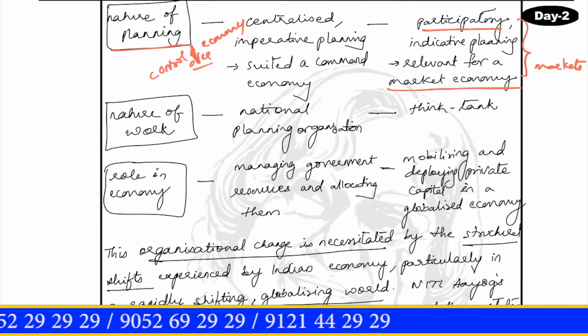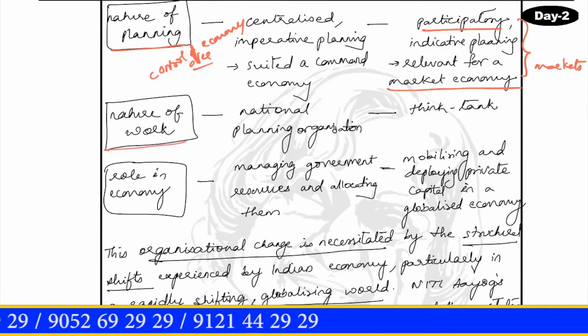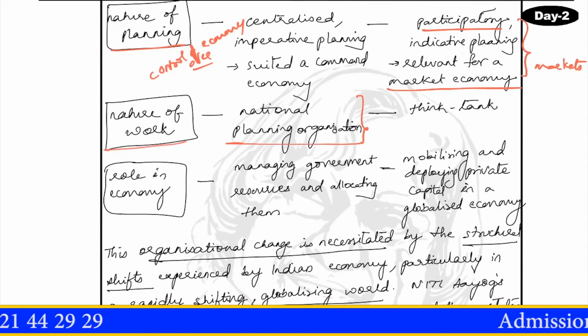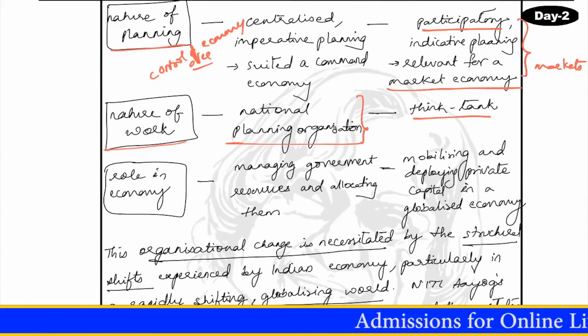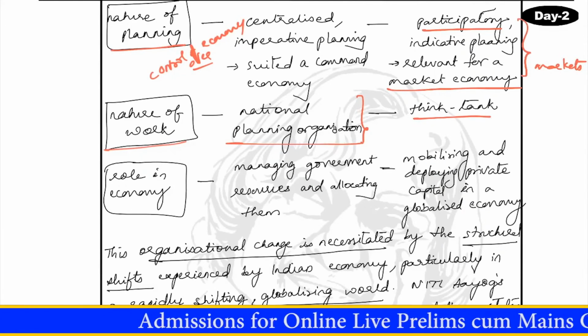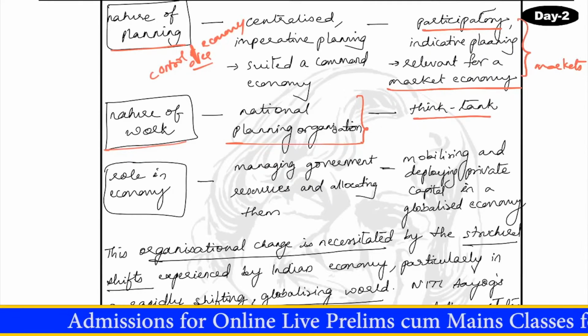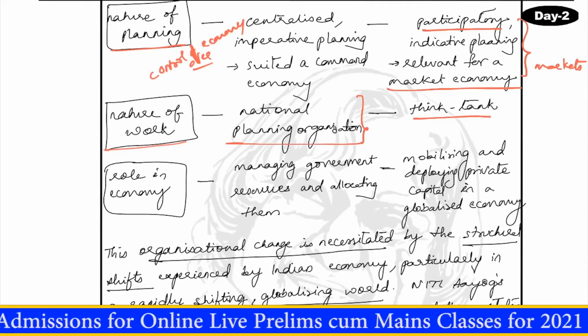Next is the nature of work, as you've just mentioned. Whereas the Planning Commission saw itself as a national planning organization, Niti Aayog only visualizes itself as a think tank. Thus, its role is broadly in setting the context and direction for the Government of India and various state governments on how they have to approach a particular problem in the future.